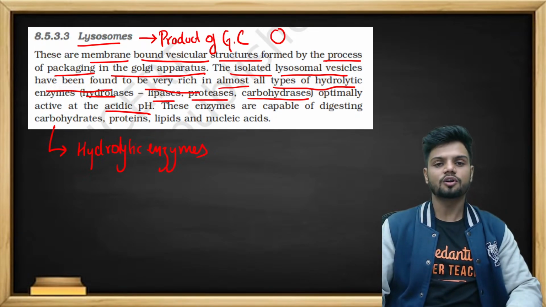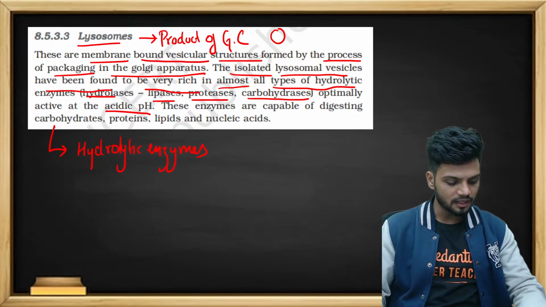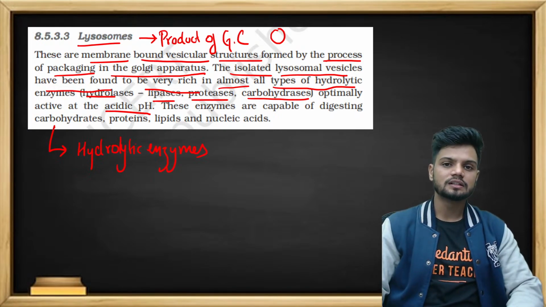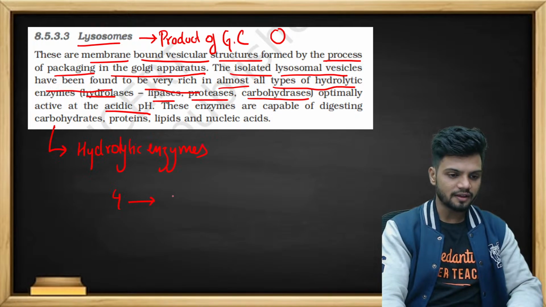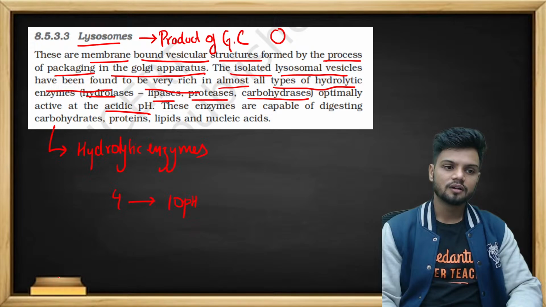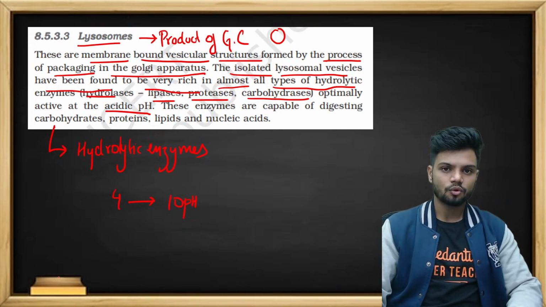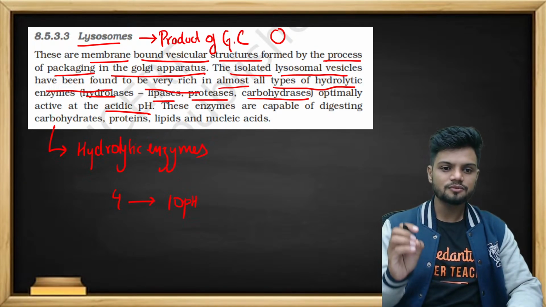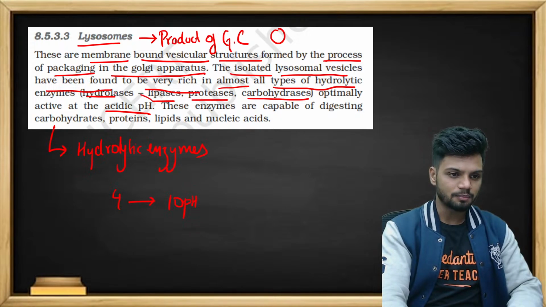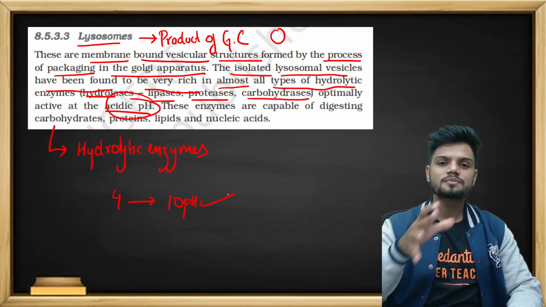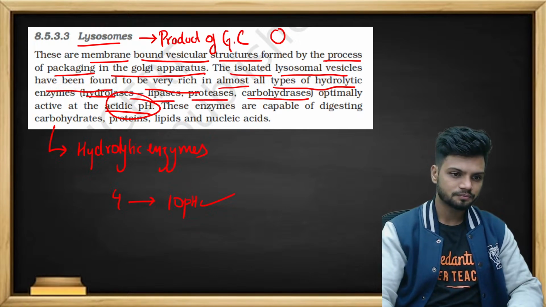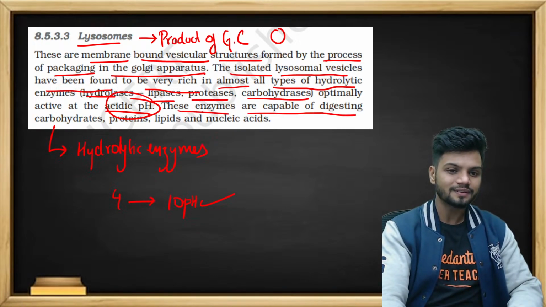Will the enzymes work or not? Simple question. If I increase the pH from 4 to around, let's say, 10, will the lysosome work? Obviously not, because for lysosomes to work, they should have an acidic pH. If you increase the pH, it becomes basic in nature and lysosomal enzymes cannot work. These enzymes are capable of digesting carbohydrates, proteins, lipids and nucleic acids.